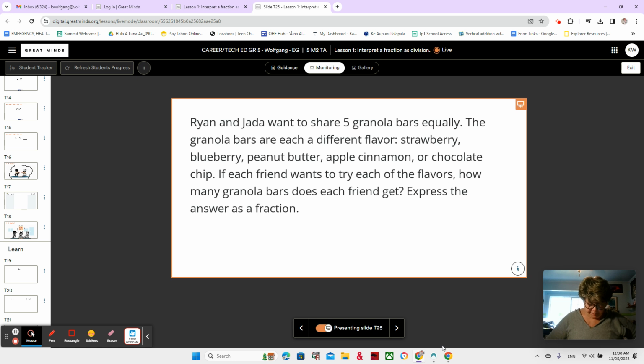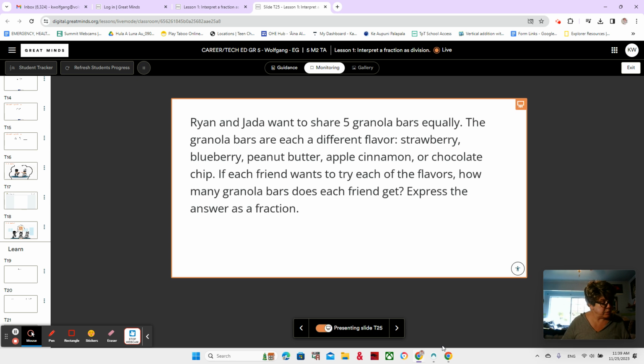Ryan and Jada want to share 5 granola bars equally. The granola bars are each a different flavor: strawberry, blueberry, peanut butter, apple cinnamon, or chocolate chip. If each friend wants to try each of the flavors, how many granola bars does each friend get? Express your answer as a fraction.